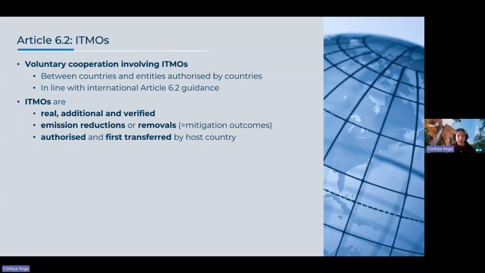ITMOs are real, additional, and verified mitigation outcomes that were achieved after 2021. And as Hanna mentioned before, mitigation outcomes is an umbrella term for jointly referring to emission reductions. In the Baku decision in COP29, it was further clarified that mitigation outcomes become ITMOs if and only when they are authorized and first transferred. So, authorization and first transfer is a key step.